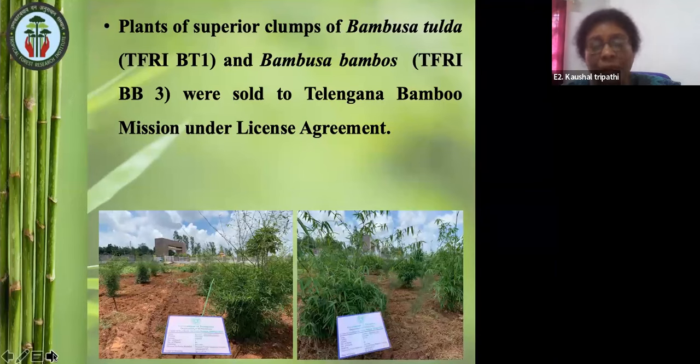And the plants produced by us have been sold to many agencies, but mainly under license agreement we have sold bamboo plants of Bambusa bambos and Bambusa tulda to the Telangana Bamboo Mission as well as to the Gujarat Forest Department. They sent us pictures of the growth at around 6 months. They say that growth is very good, with a large number of culms being produced, as well as gaining height and culm diameter.